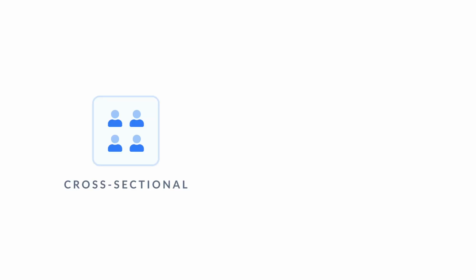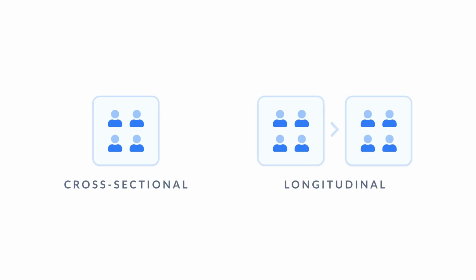Broadly speaking, field research can be divided into two types: cross-sectional, those in which the subjects are surveyed only once, and longitudinal, in which the same population is surveyed at different moments of time to understand how they're behaving.